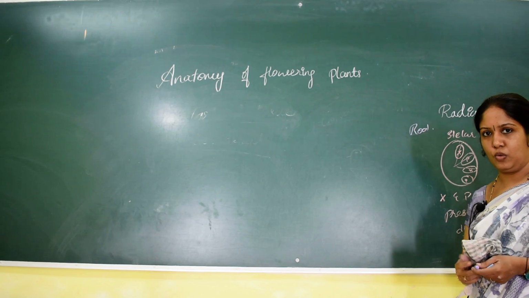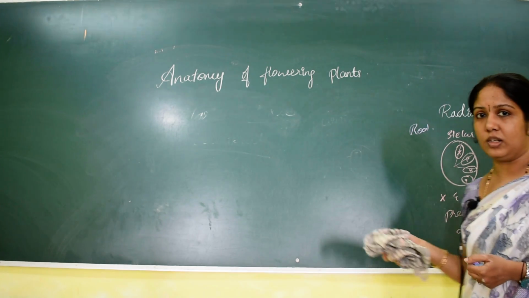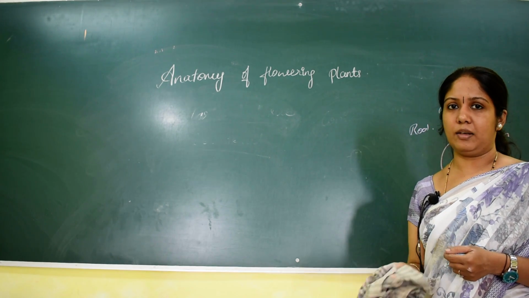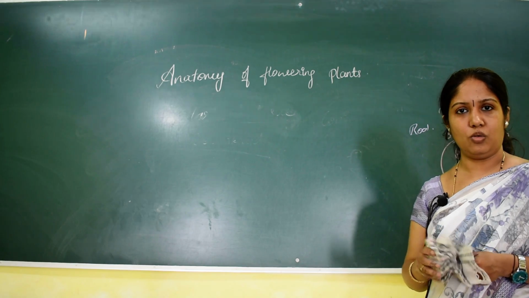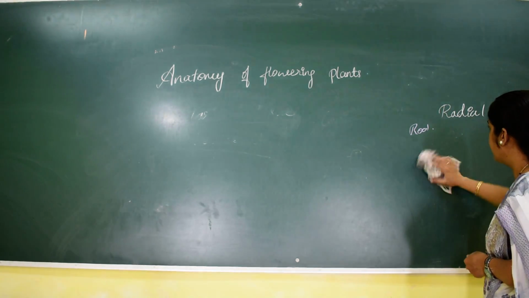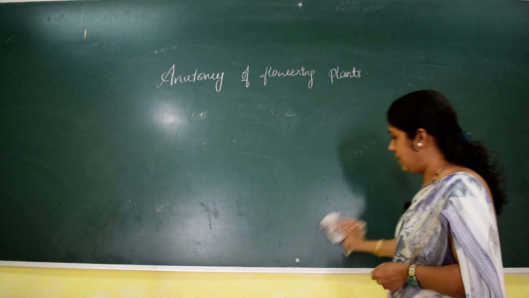See, if you understand the meaning of these particular terminologies, then it will be very easy to understand the entire anatomy of dicot stem or root or even the leaf. So you must be very clear with this basic concept, then it will be very easy.